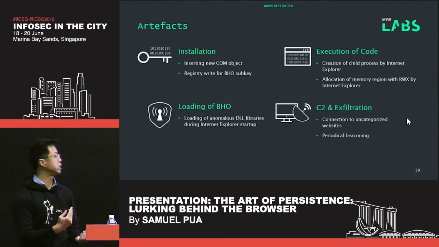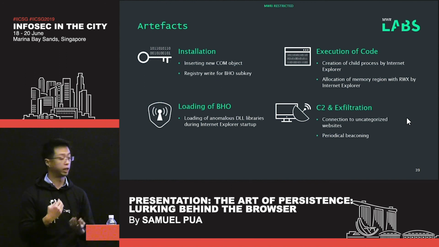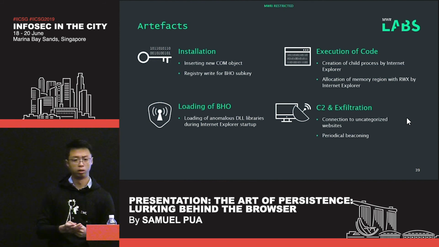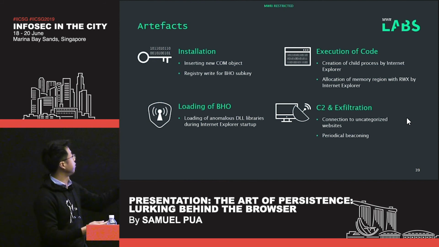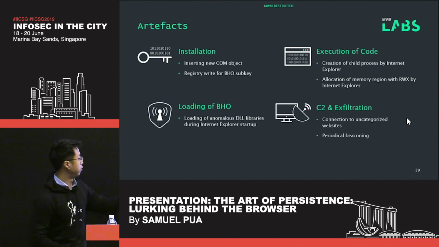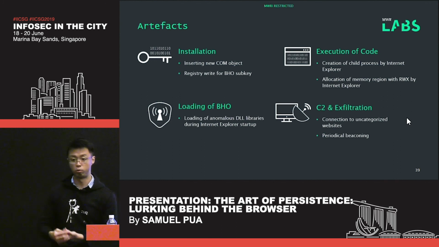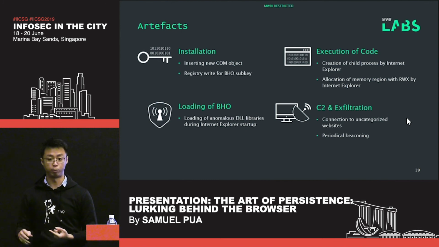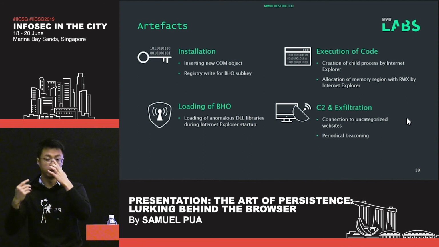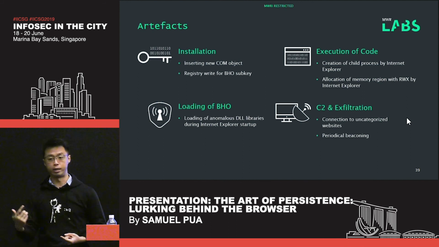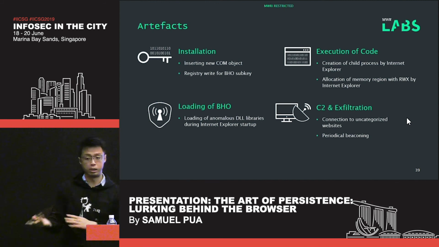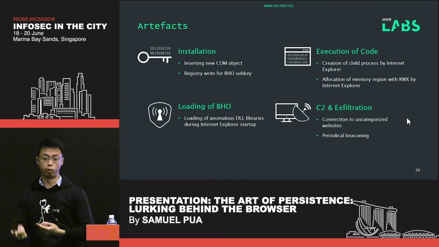And lastly, in terms of C2 and exfiltration, there will be a connection to an uncategorized website, and there will be periodical beaconing as it loads. One thing to note, and it's a very important thing to note, is that many of these artifacts could be spoofed and could be bypassed. So for example, for the creation of a child process, we can easily spoof the parent process so that it does not get detected that Internet Explorer is spawning processes. For read-write-execute, we could use something like Gargoyle so that it only wakes up and sets the memory region as executable when it needs to. And of course, for the uncategorized website, we could easily categorize it. It takes seconds or minutes as soon as we do a reverse proxy.